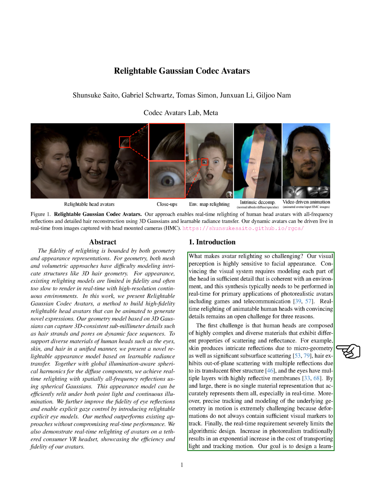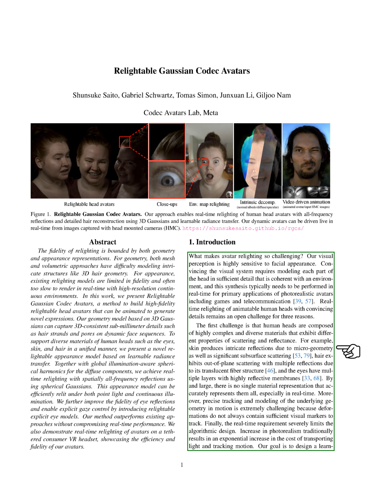There are three main reasons why real-time relighting of human heads with convincing details is a tough nut to crack. Firstly, human heads are made up of complex and diverse materials, each with unique scattering and reflectance properties. For instance, skin reflects light in complex ways due to its microgeometry and significant subsurface scattering. Hair, with its translucent fiber structure, scatters light out of plane and reflects it multiple times. The eyes, with their multiple layers and highly reflective membranes, add another layer of complexity. There's no one-size-fits-all material representation that can accurately depict all these elements, especially in real time.